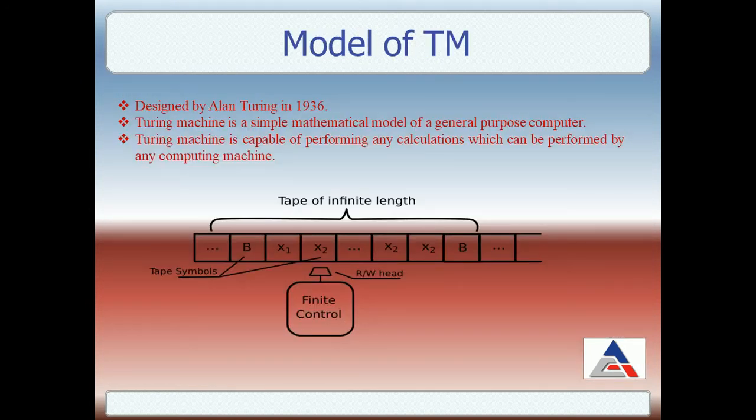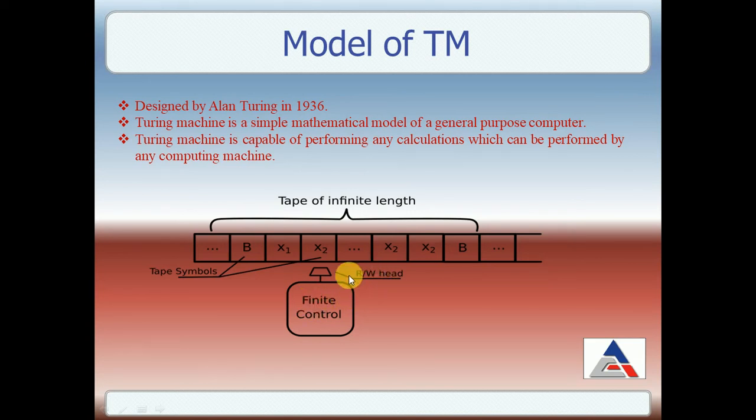It was designed by Alan Turing in the year 1936. Turing machine is a simple mathematical model of a general purpose computer. It is capable of performing any calculations which can be performed by any computing machine. So here is the diagram representing Turing machine. We have a tape which is of infinite length. Each cell will consist of only one input symbol, and this tape is connected to a read write head, and further it is connected to a finite control, and this finite control will let you know the information about the states, right?